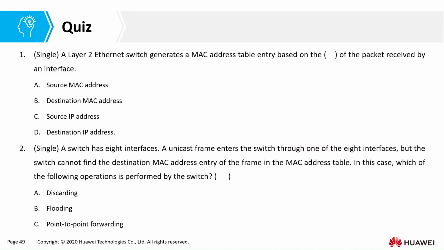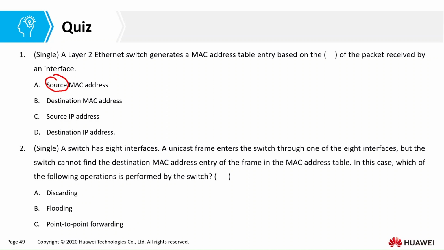Now we try to do some of the quiz. A Layer 2 Ethernet switch generates a MAC address table entry based on what? So remember, it should be based on the source MAC address. So the answer should be A.